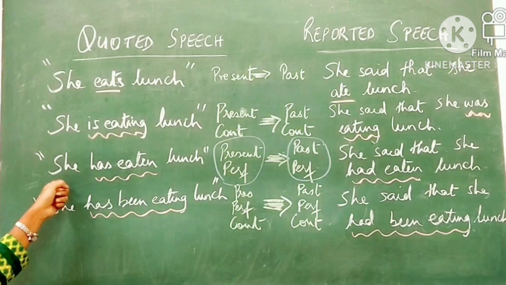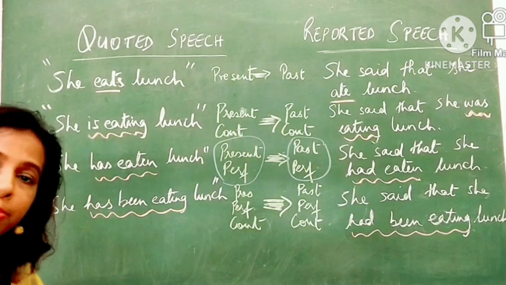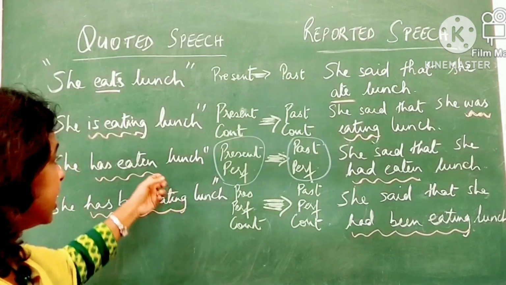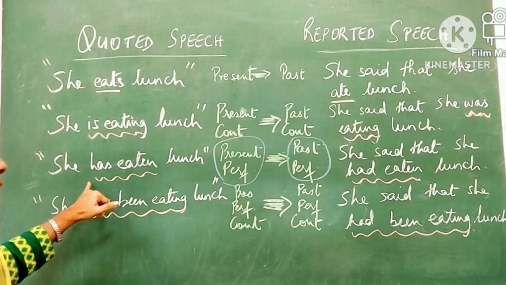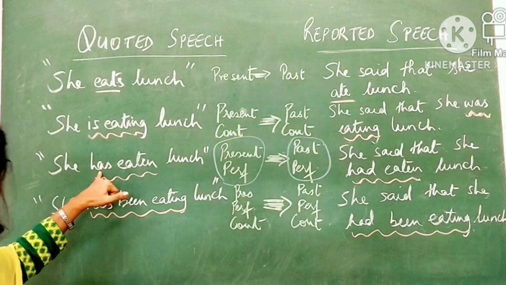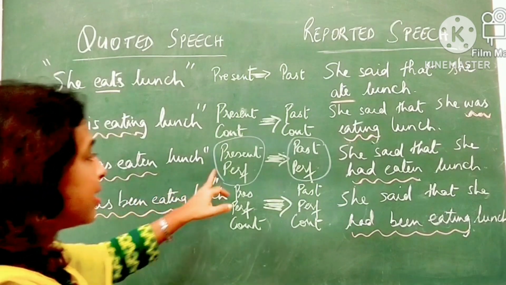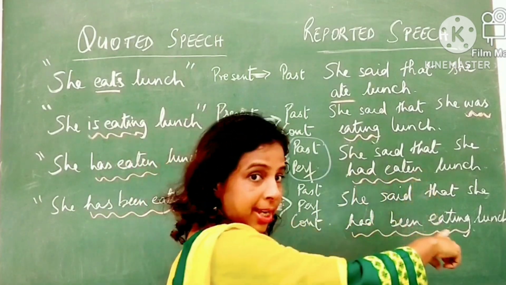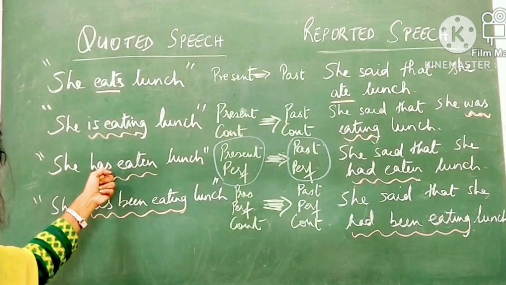Look at the third one. She has eaten lunch. So, this is your present perfect. Eaten is the perfect of eat, ate, eaten. So, she has eaten, this is present tense. You cannot say is eaten. She has eaten lunch. That is present perfect and it becomes past perfect when you say she said that she had eaten lunch. So, has will become had.